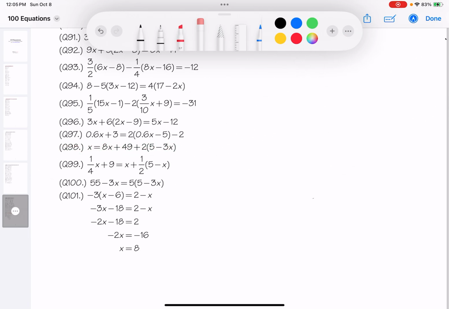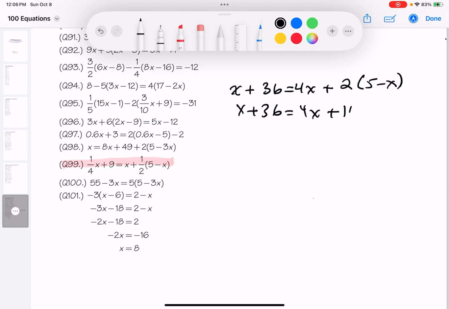99. Let's put that down. All right, I'm looking at it, and I'm going to clear the fraction by multiplying both sides by 4. And what do you get? You get x plus 36. You get 4x plus, well, 4 times a half is 2, so it's 2 times 5 minus x. You get x plus 36 equals 4x plus 10 minus 2x. Let's keep moving, and I'm going to simplify the side still. And that's going to be 2x plus 10. I'm going to subtract x from both sides, you get x, and subtract 10 from both sides, you get 16.